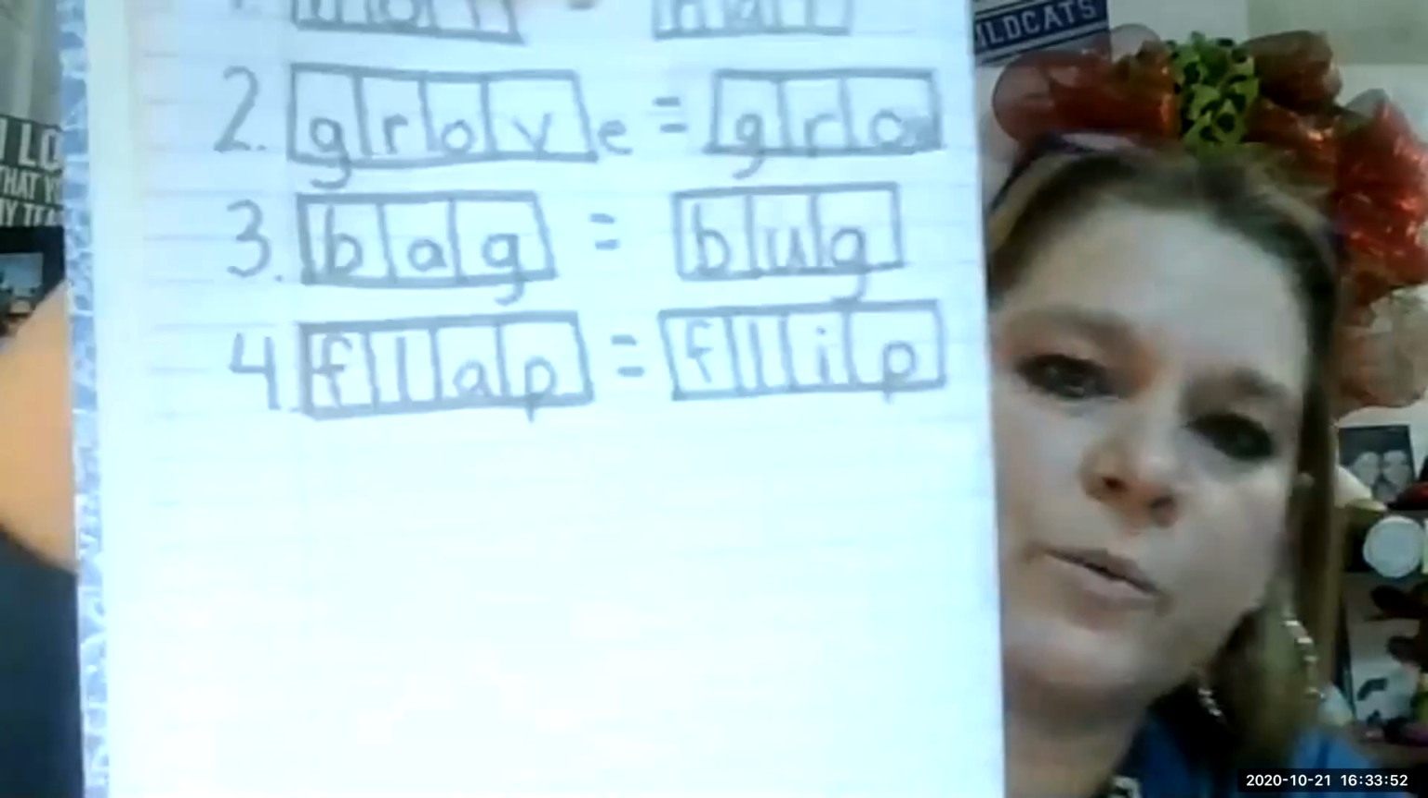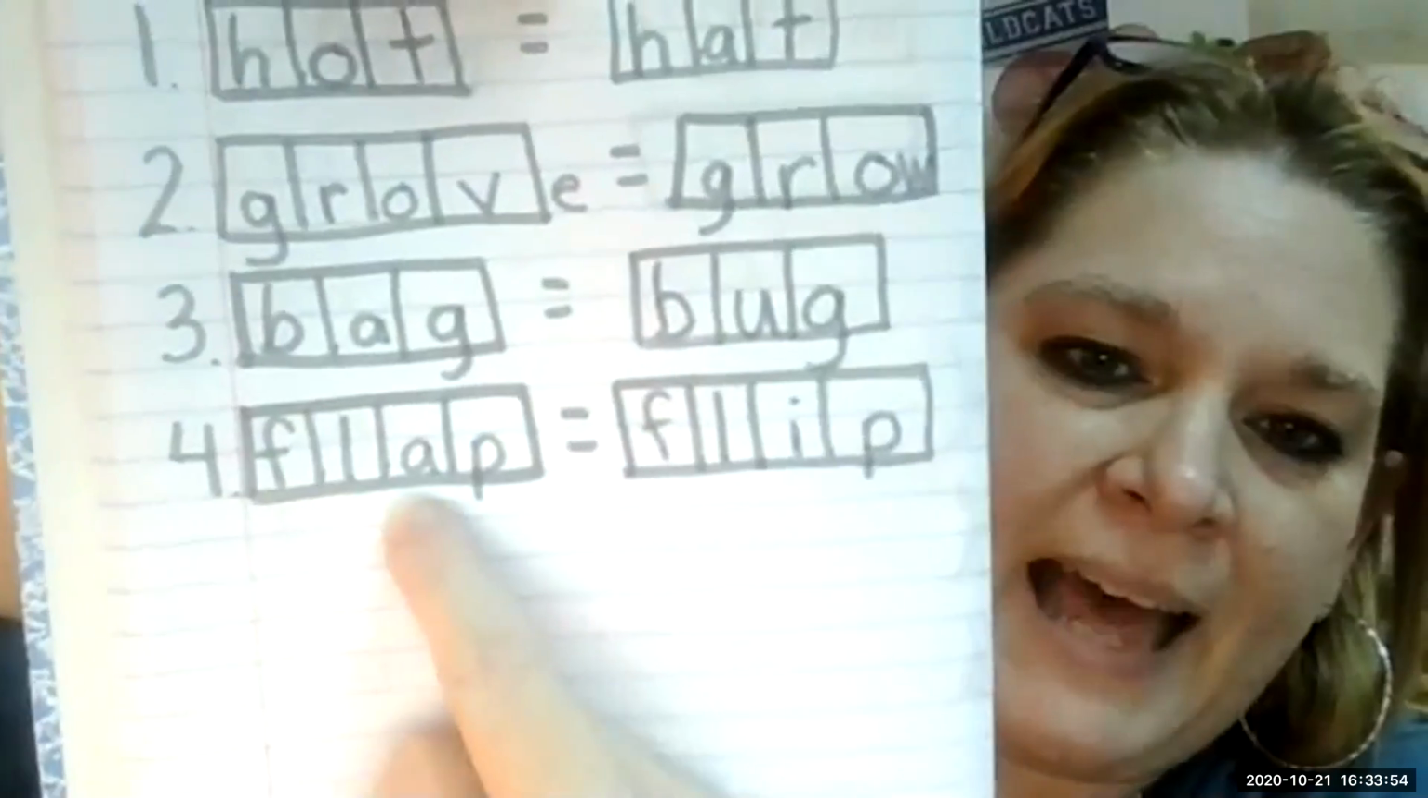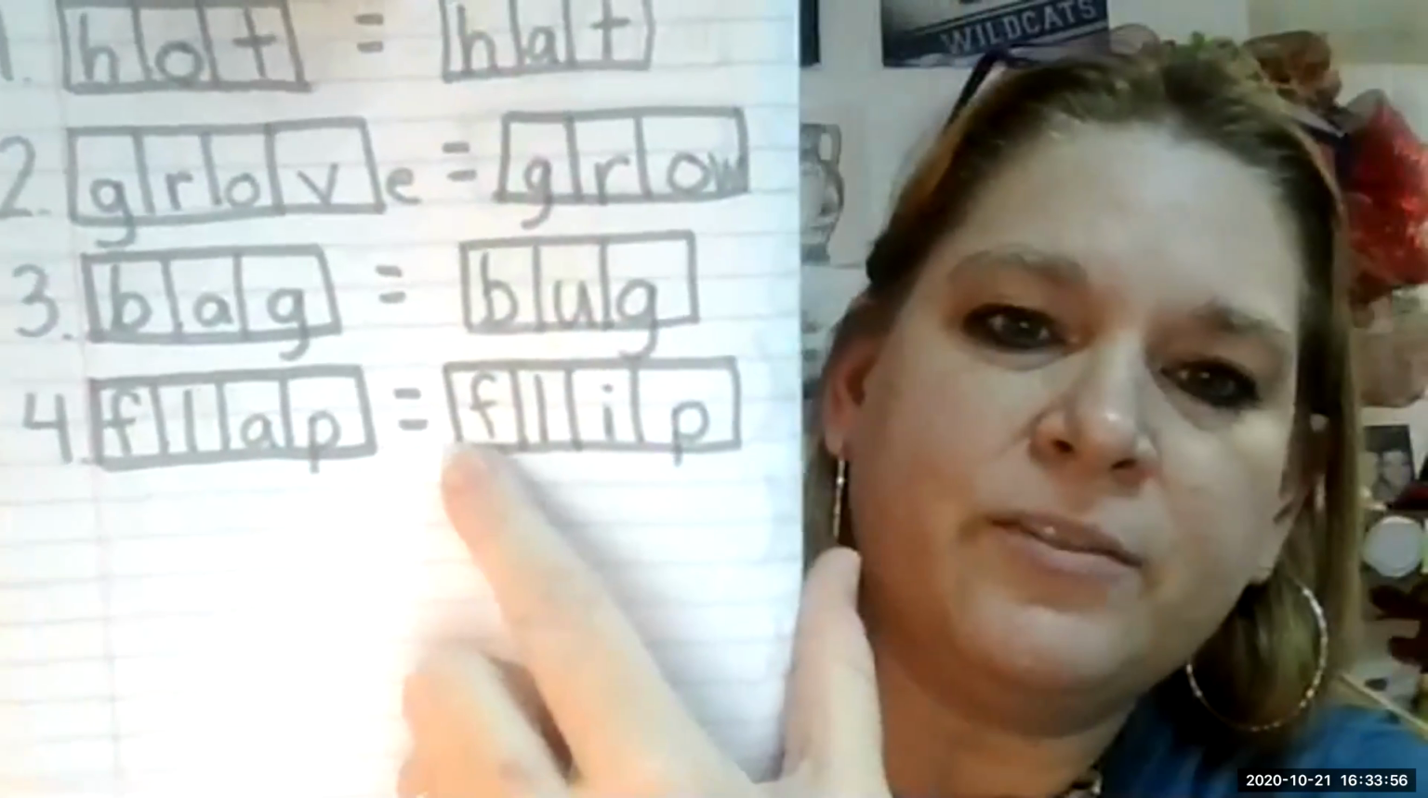Okay, so in mine, I hear fl still. I still hear the f and the l, and I still hear the p at the end. The part that I need to change is the vowel sound. I want it to say eh, and I know that the letter I is the vowel that makes the eh sound. So we went from flap to flip.